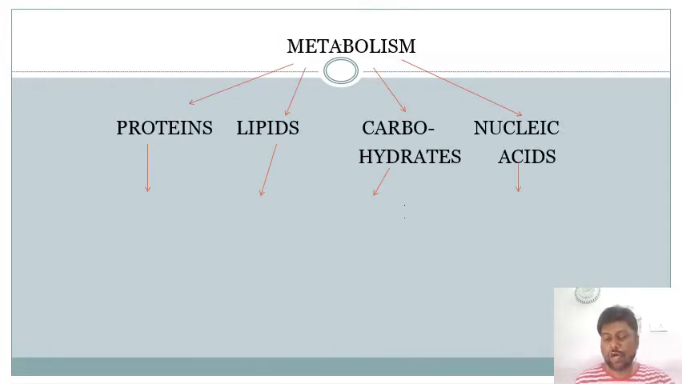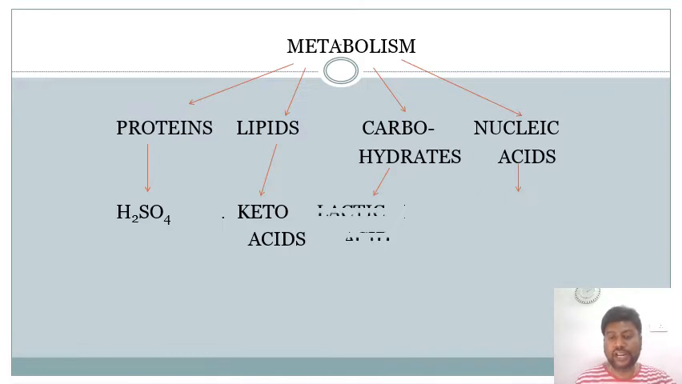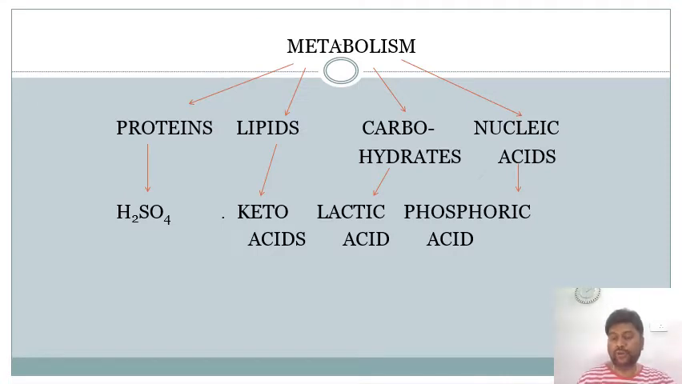As a result of metabolism, loads and loads of acids are continuously produced in our system. For example, from proteins, especially during the catabolism of sulfur-containing amino acids, we get sulfuric acid. From lipids, especially during starvation, we get keto acids. From carbohydrates, during anaerobic conditions, we get lactic acid. And from the catabolism of nucleic acid, we also get phosphoric acid.